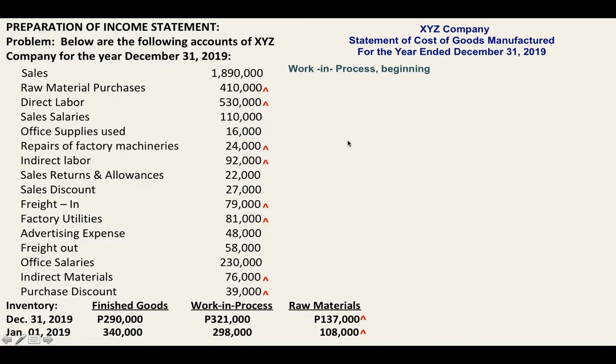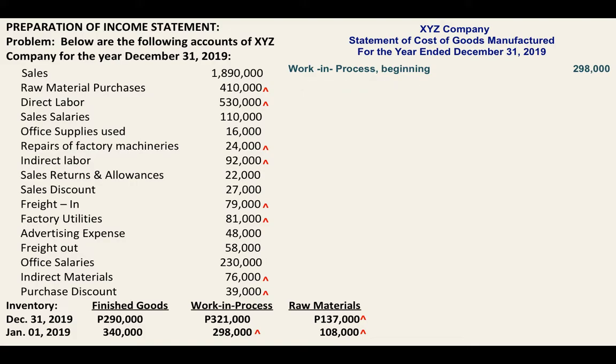And we have learned that cost of goods manufactured starts with work in process beginning. So we have to look at the work in process beginning, which is 298,000. And then we have to add manufacturing cost. Since we have already computed the manufacturing cost and it has a separate statement, we don't need to put the information again under this cost of goods manufactured.